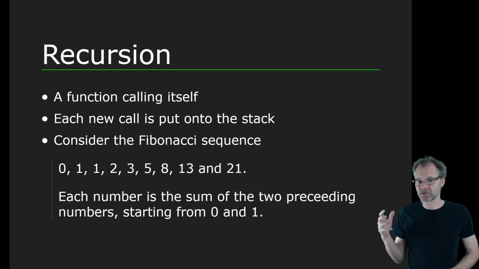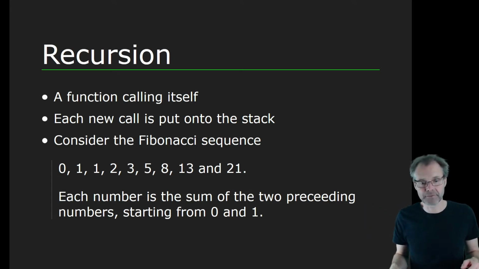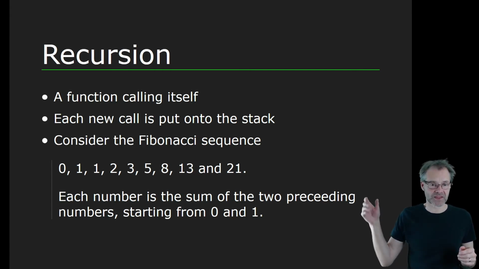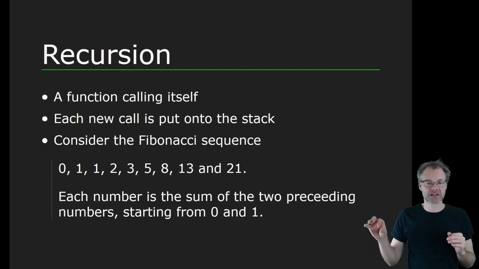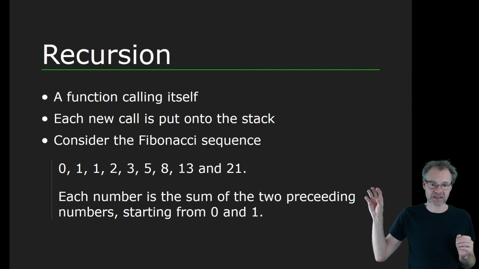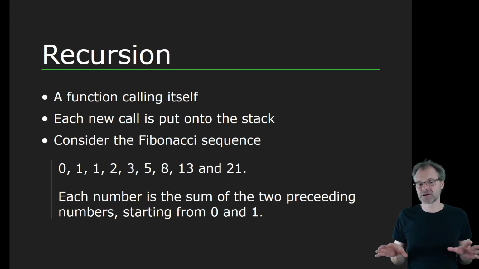If we consider the Fibonacci sequence, it is a mathematical sequence of numbers. It starts from 0, goes to 1, goes to 1, goes to 2, 3, 5, 8, 13, and 21. So these are the first numbers in the Fibonacci sequence. The basic idea behind it is that each number is the sum of the two preceding numbers. And the whole series should start on 0 and 1.